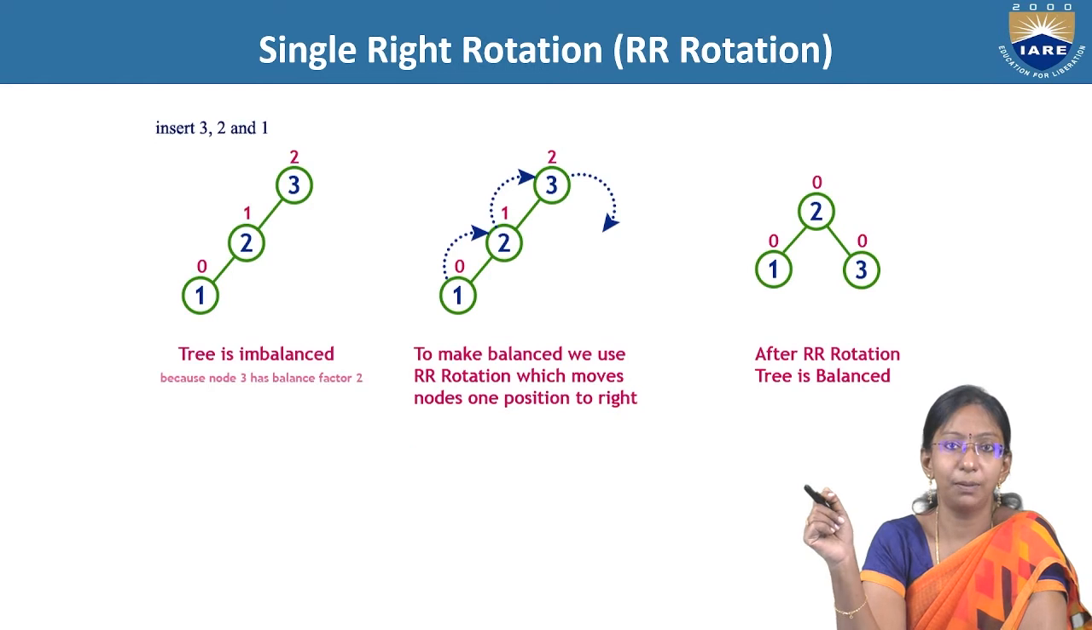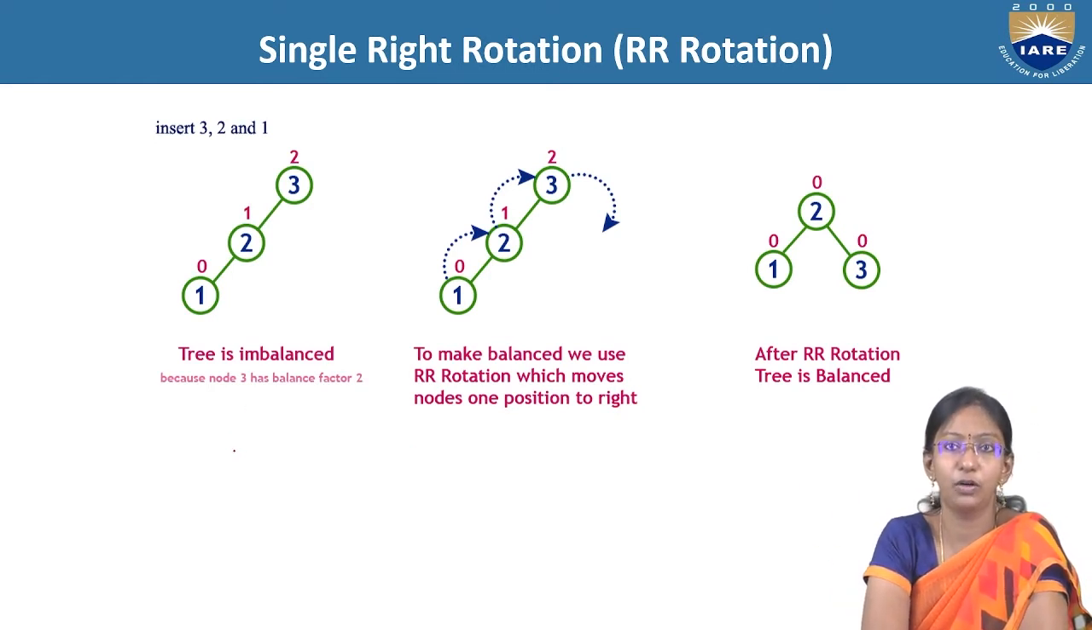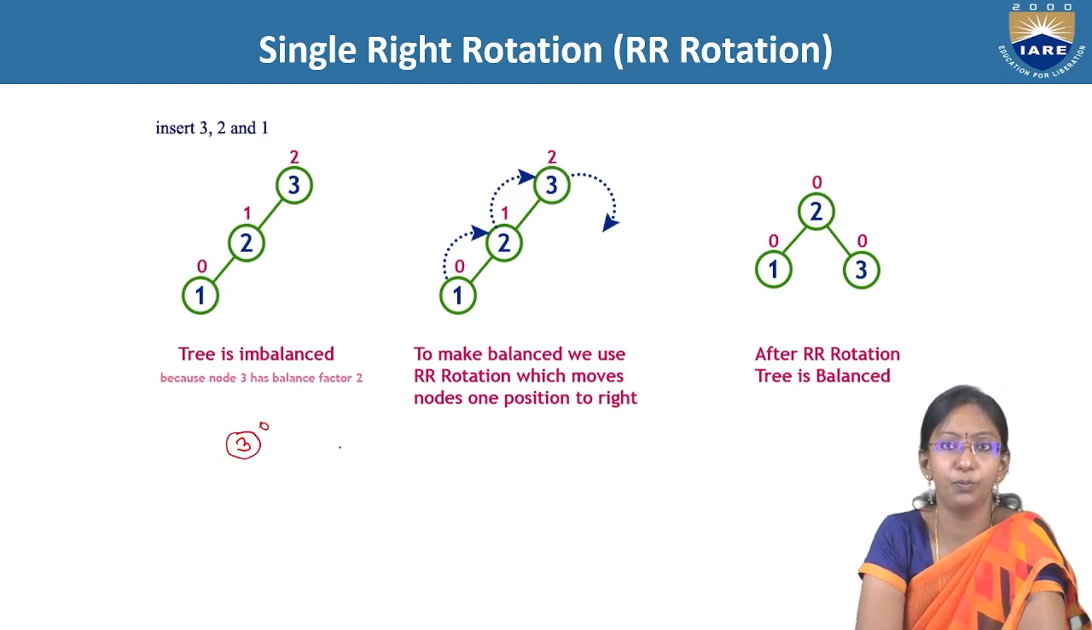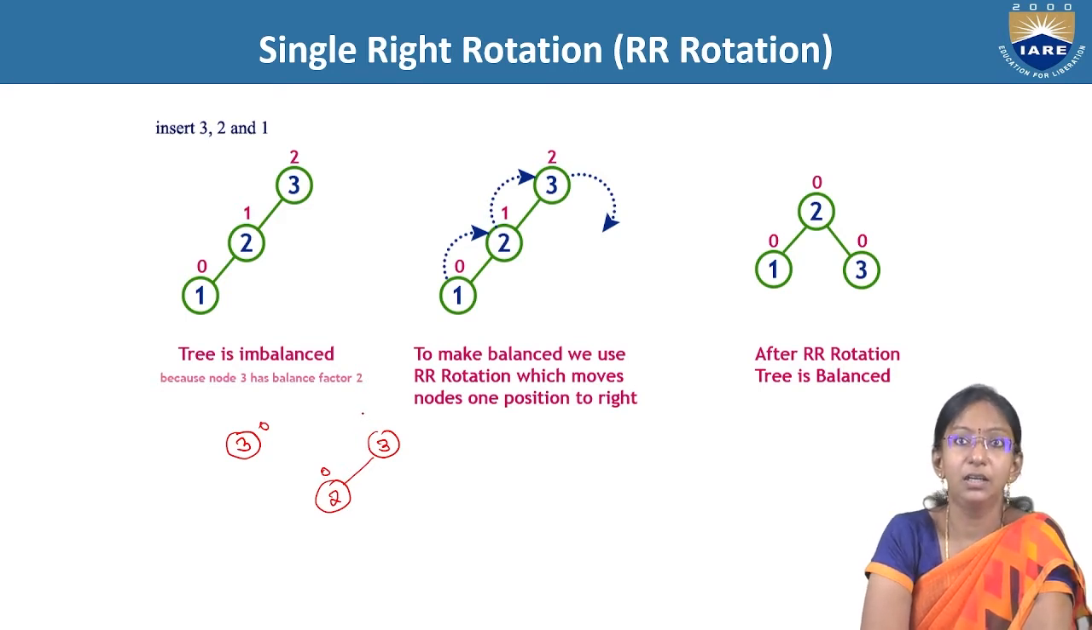So next example. For example, I am inserting in this order. First 3. Balance factor is 0, no problem. Next 2. So on its left, 2 is going to settle. As 2 is a leaf, its balance factor is 0. Coming to 3, it is 1 minus 0, which is 1.